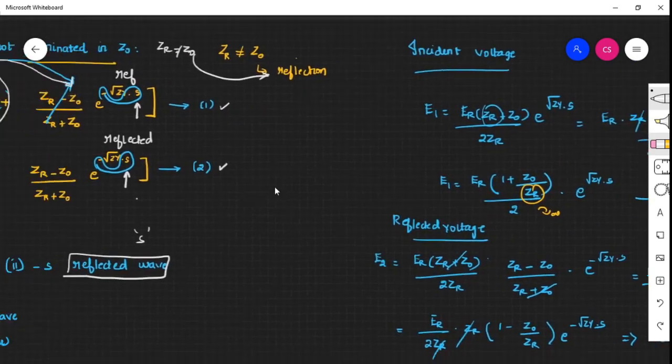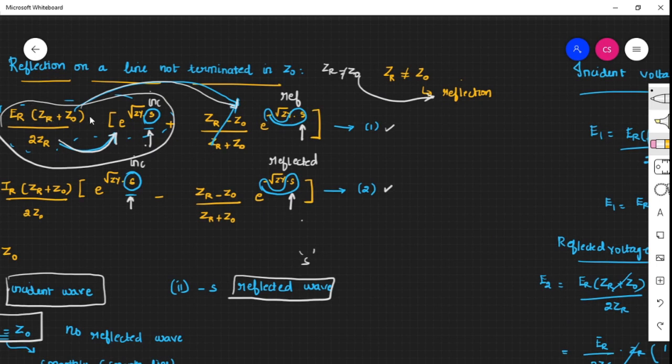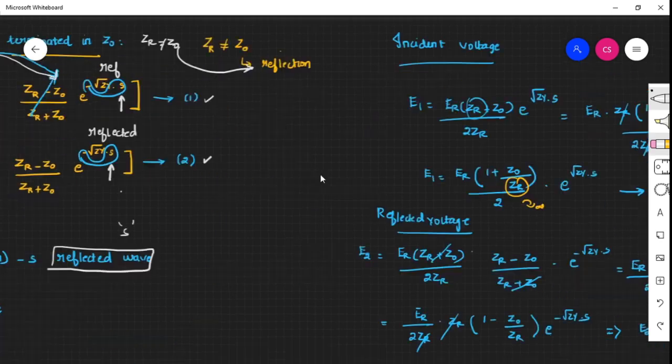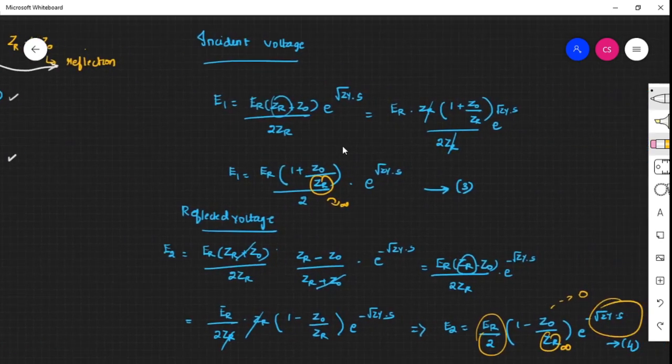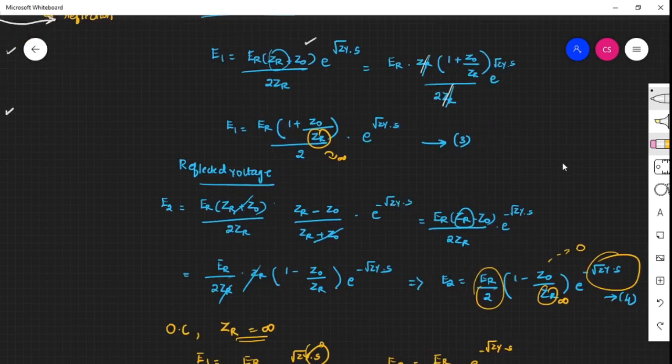So we are multiplying this outside term ER into (ZR plus Z0) divided by 2ZR with the first term, which is e power root of ZY into S. So we have multiplied with the first component and this is what we are obtaining. Now let us take ZR commonly outside from the numerator. So this becomes ER into (ZR plus Z0) by ZR, whole divided by 2ZR, into e power root of ZY into S. We can cancel out the ZR and ZR term over here, and therefore we get ER into (1 plus Z0 by ZR) divided by 2, into e power root of ZY into S. Let us have this as equation number 3.